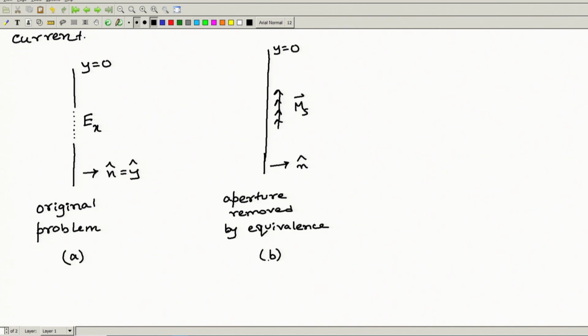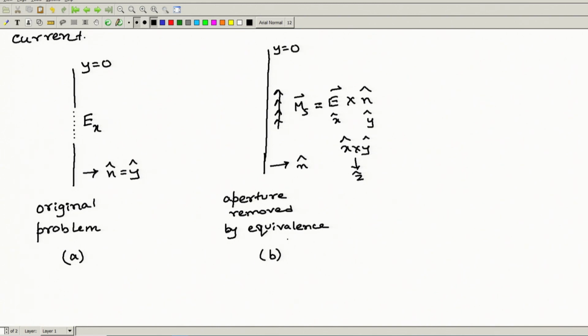Now this Ms we know is E cross N. Here we have N is Y, E is X. So X cross Y we will get Z. So Ms is E cross N. So this state is when we have removed the aperture by the equivalence and we have replaced the aperture by a patch of magnetic current. Next we will apply the image theory.